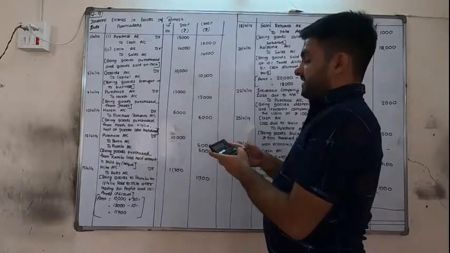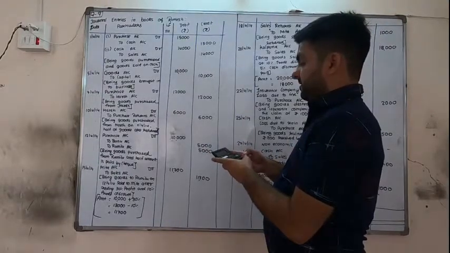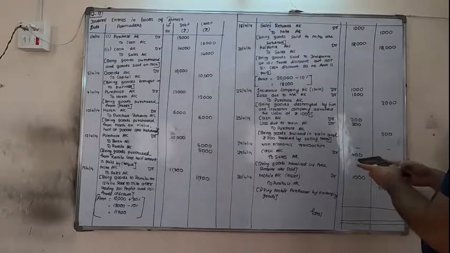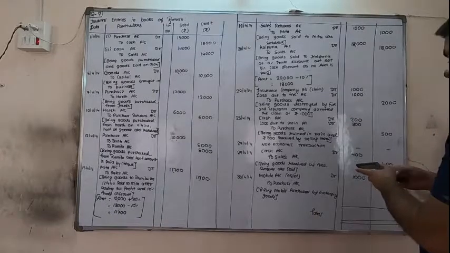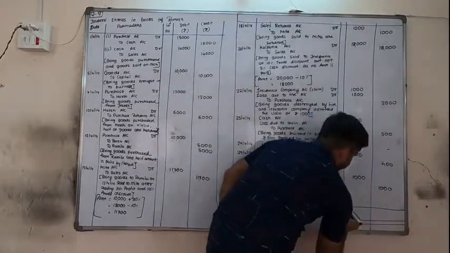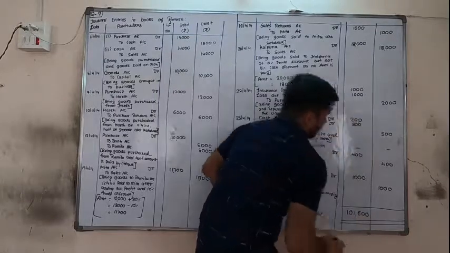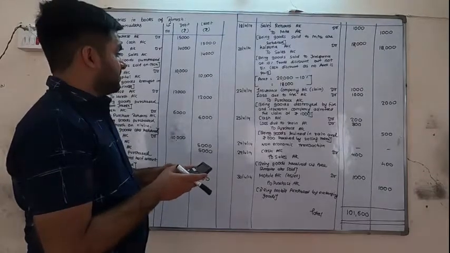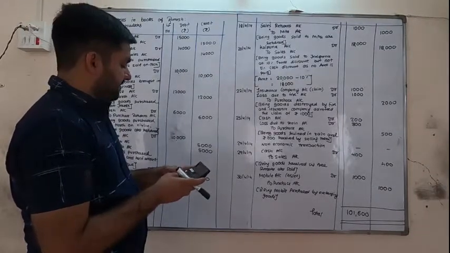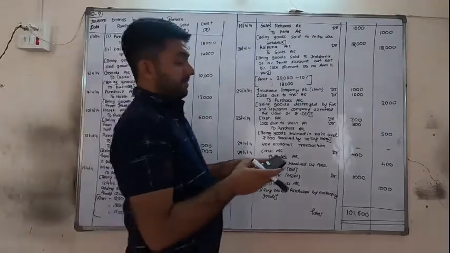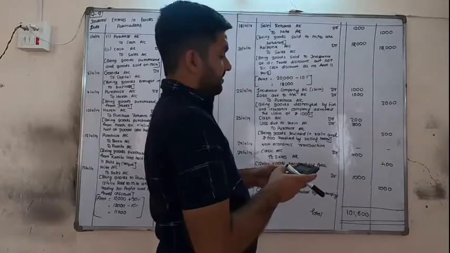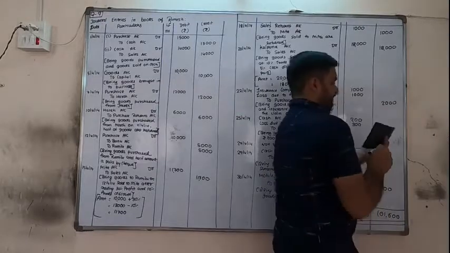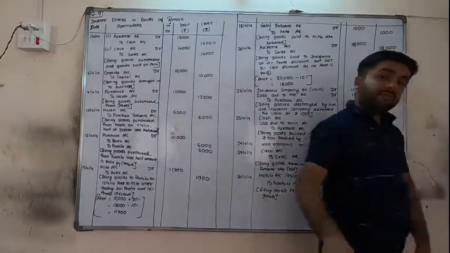15,000, 14,000, 10,000, 12,000, 6,000, 10,000, 11,000, 700, 1,000, 80,000, 1,000, 1,000, 200, 300, 400, and 1,000. Total 1,00,600. On the credit side: 15,000, 14,000, 10,000, 12,000, 6,000, 5,000, 5,000, 11,000, 700, 1,000, 18,000, 2,000, 500, 400, 1,000. Total 1,00,000. Now, again, let's check.